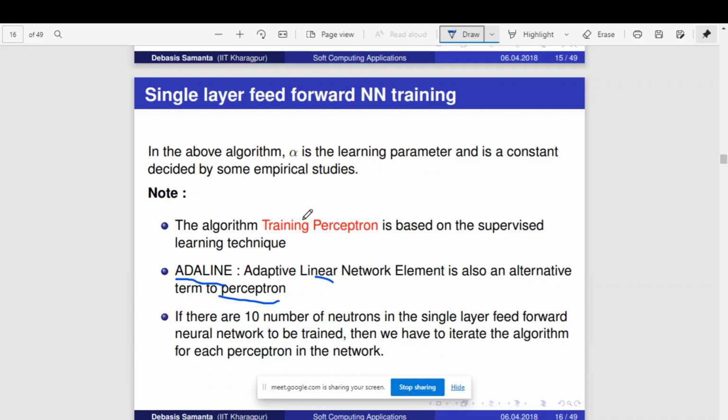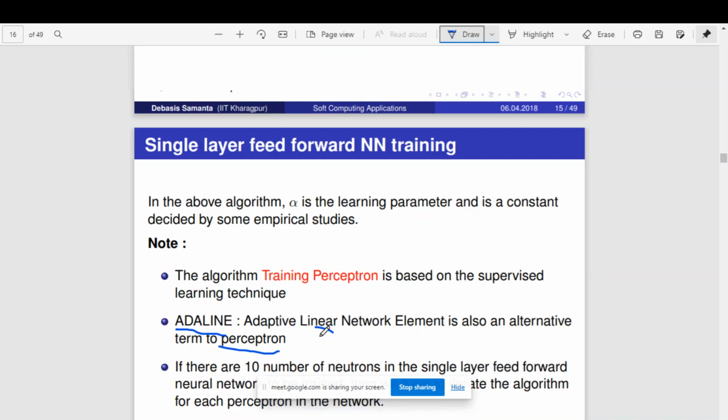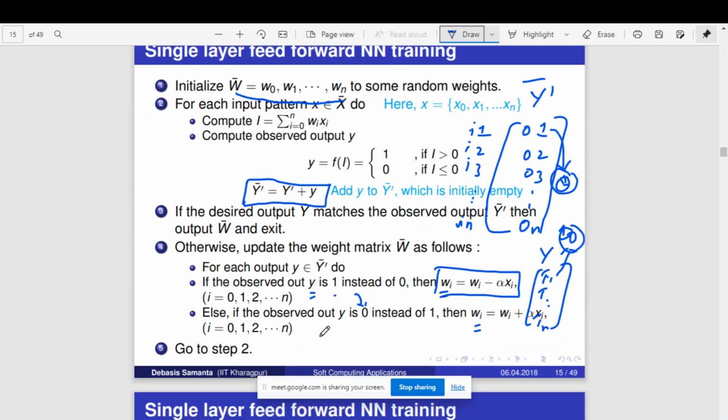So this is just another name for a single perceptron. It is also called ADALINE, which is adaptive linear network element. If there are 10 neurons in the single layer feed forward neural network to be trained, then we have to iterate the algorithm for each perceptron. So far what we have discussed is for only one perceptron.